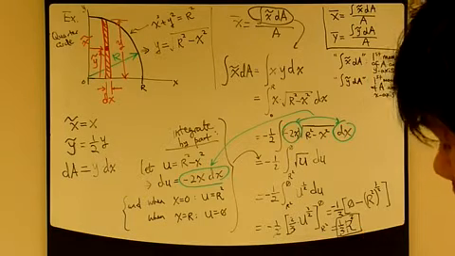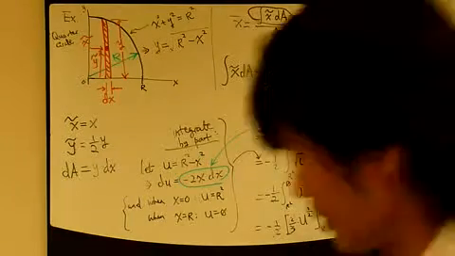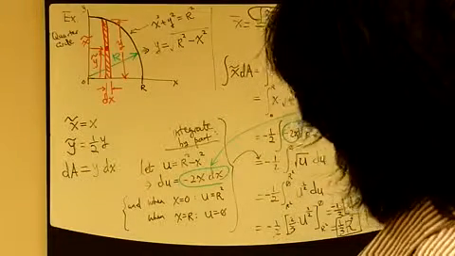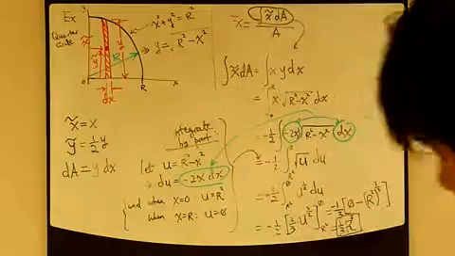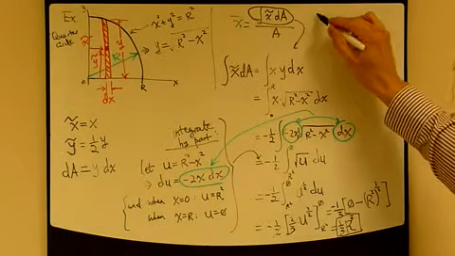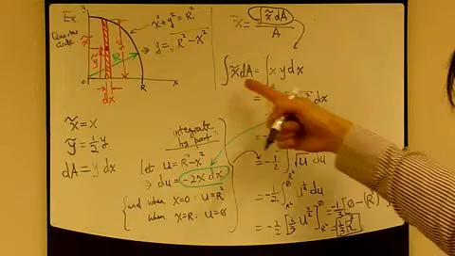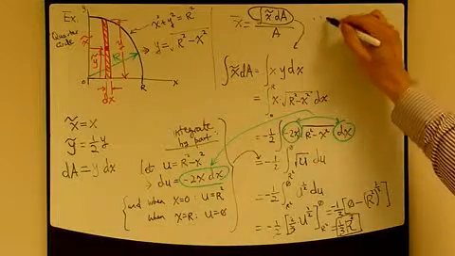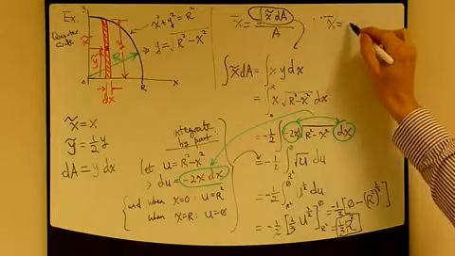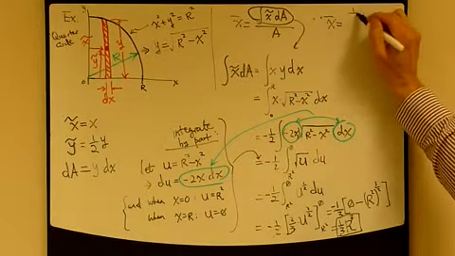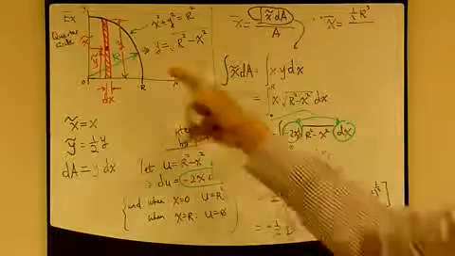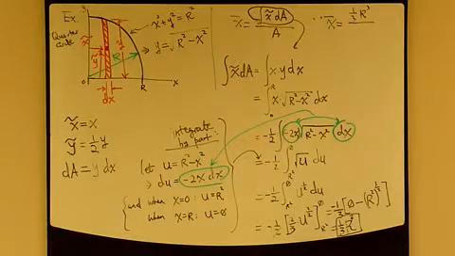Now, erase this. So this is the first moment. So therefore, replace it back into this original equation. So x bar equals, in here, 1/3 of r cubed divided by the area of this quarter circle.